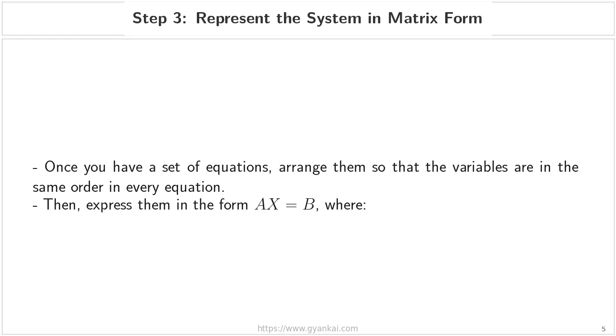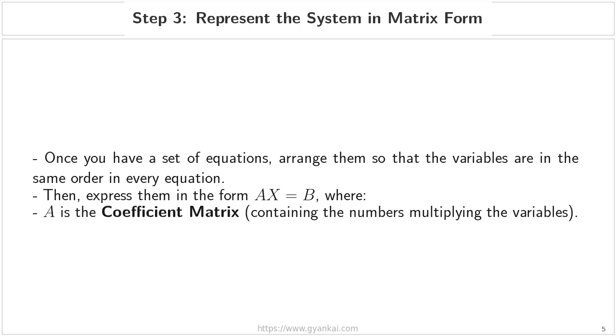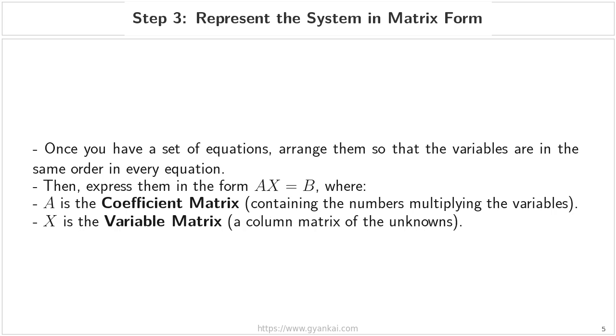Once they are aligned, we are going to compress that entire system of equations into a single, elegant matrix equation in the form A times X equals B. Let's break down what these 3 components actually represent. First, we have A, which we call the coefficient matrix. This matrix is simply a collection of the numbers that are multiplying your variables, the coefficients. Next, we have X, the variable matrix. This is a single column matrix that holds all your unknowns, like x, y, and z, stacked vertically.